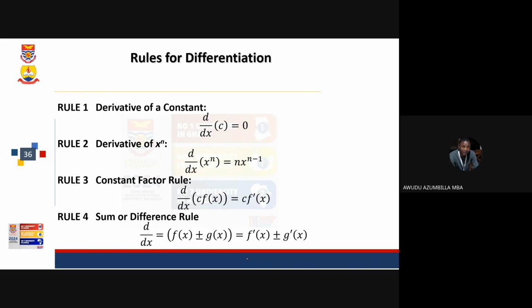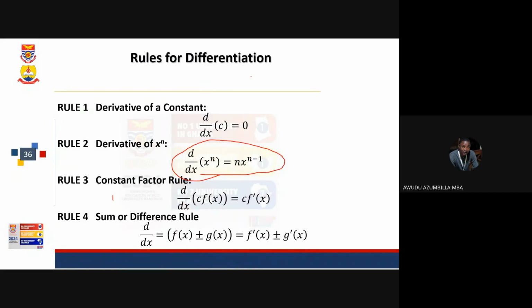The first one is the constant rule. The constant rule says that when you differentiate any constant, we are going to get 0. And we can prove that. But before we prove that, let's look at the second rule. The second rule is the basic for everything.